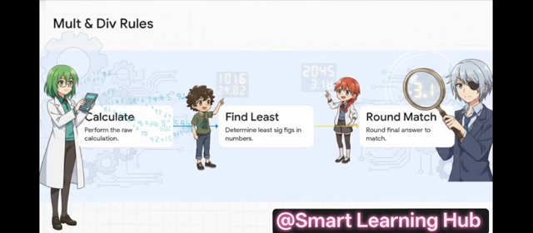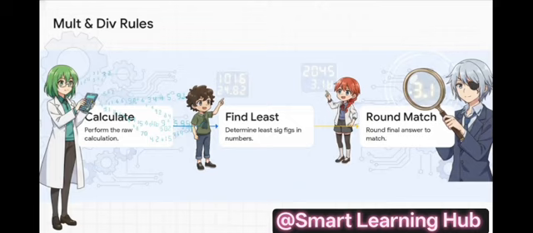Now, when you multiply or divide, you follow 3 operational steps. Step 1, just perform the raw calculation on your phone or calculator. Step 2, look back at the original numbers you used and determine which one has the least number of significant figures. Step 3, you round your raw answer to match that exact least number.